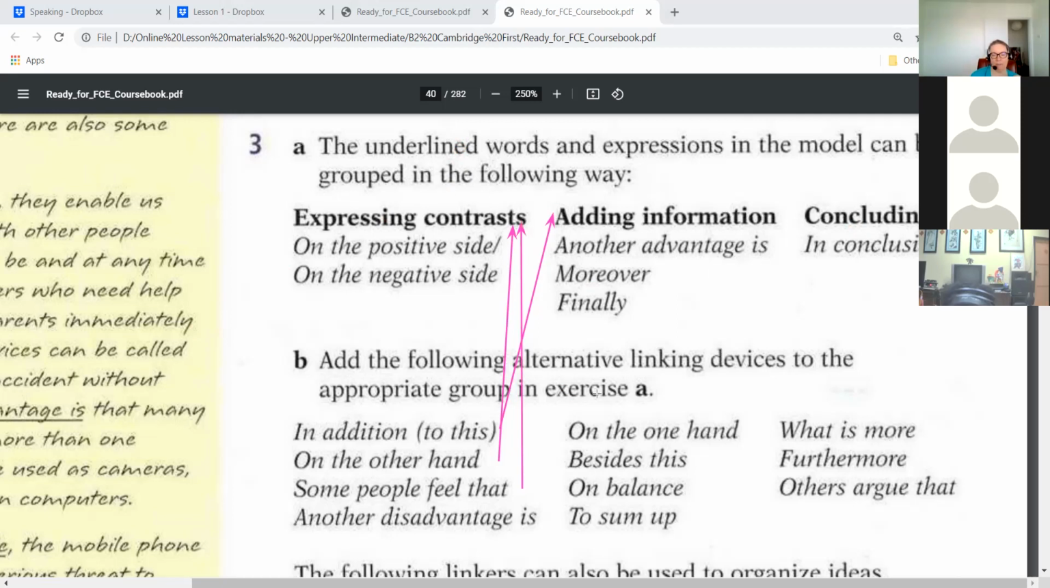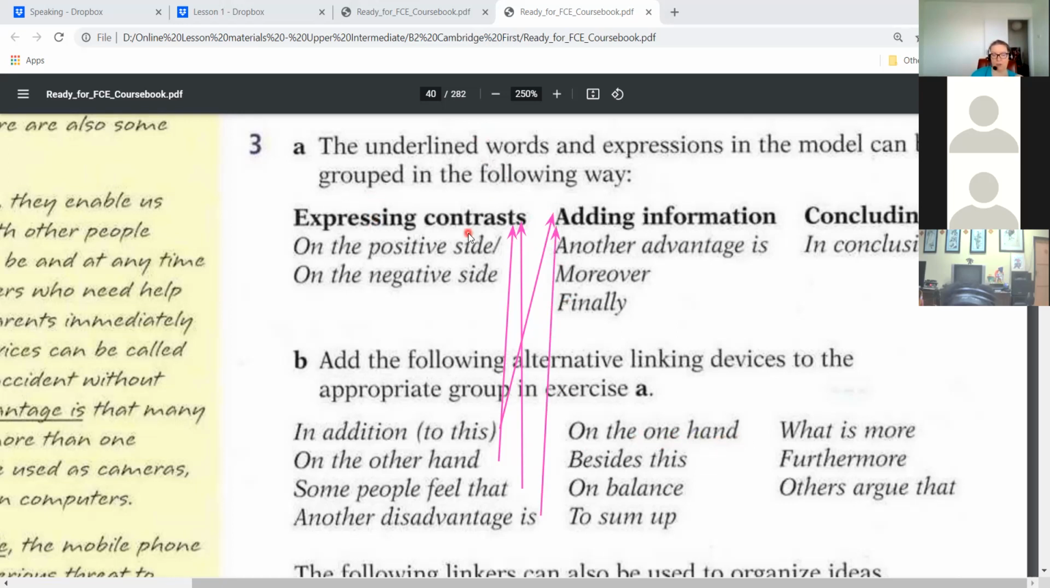Very good. Well done. Okay, what about this expression, this linker? Another disadvantage is, what does this do? Does it express contrast? Does it add information or does it conclude? Adding information. Excellent. Very good. Well done. It adds information. Good.